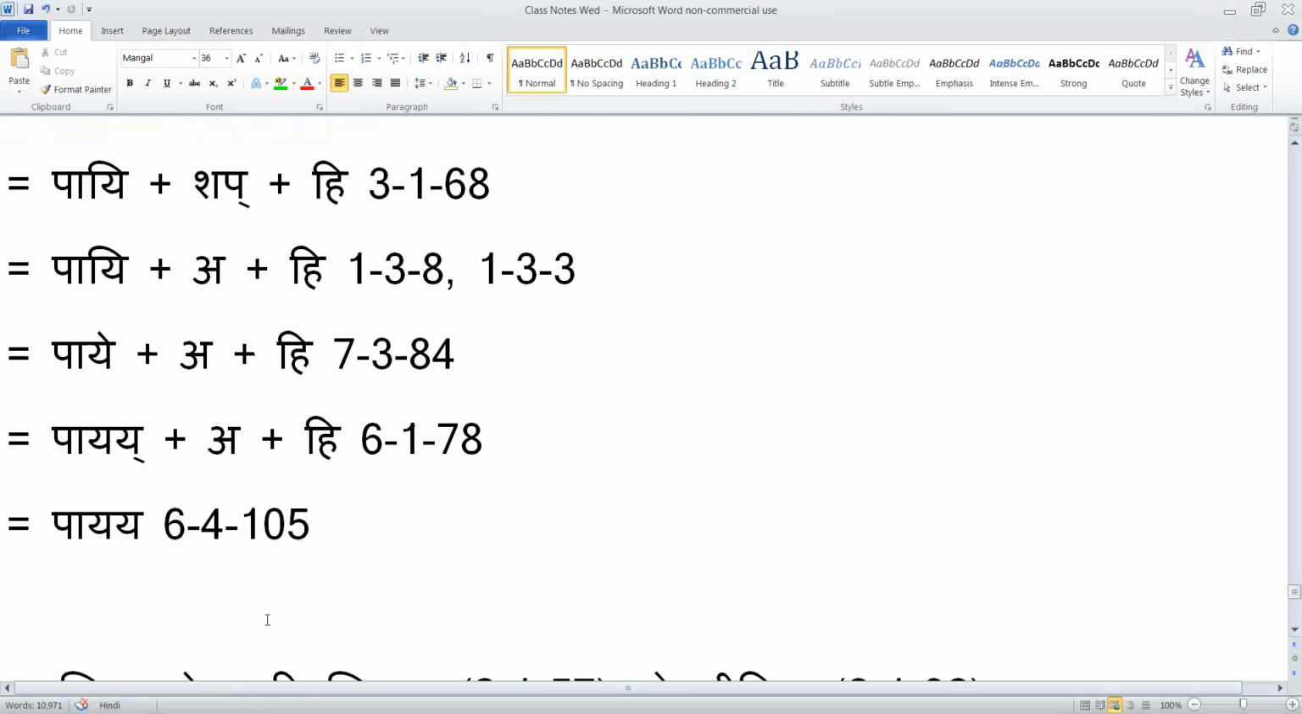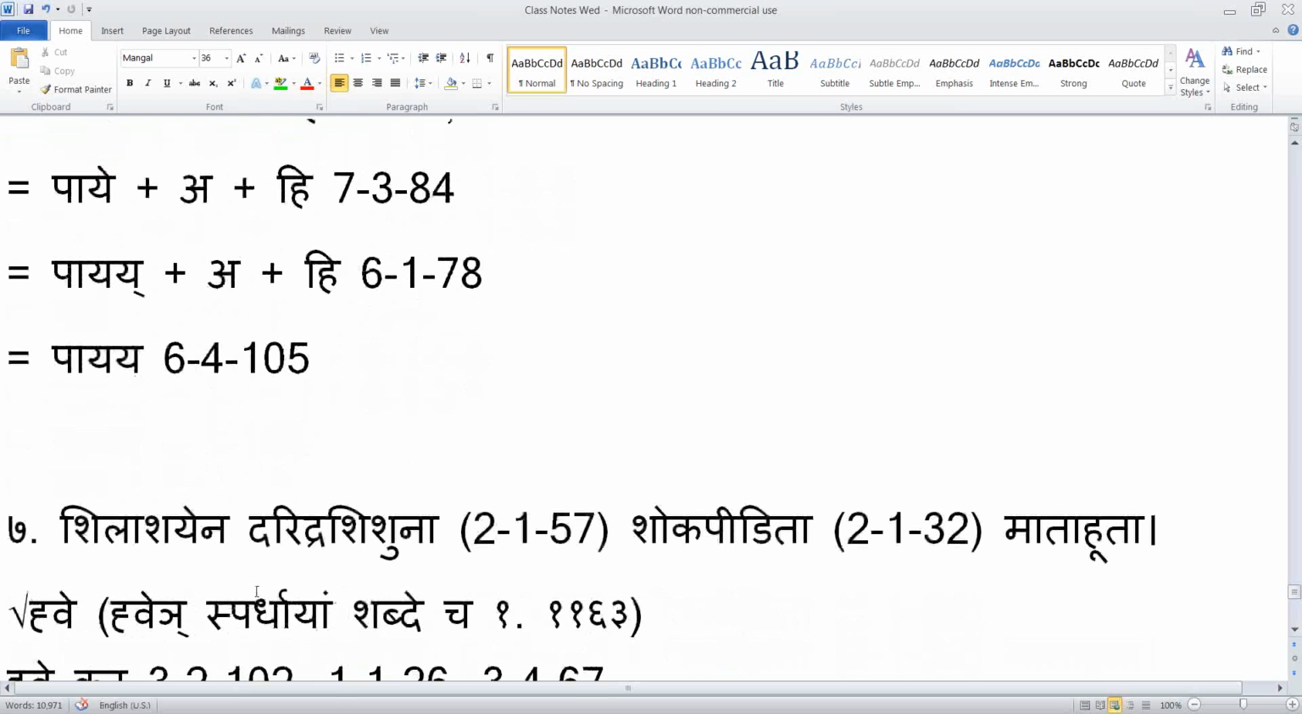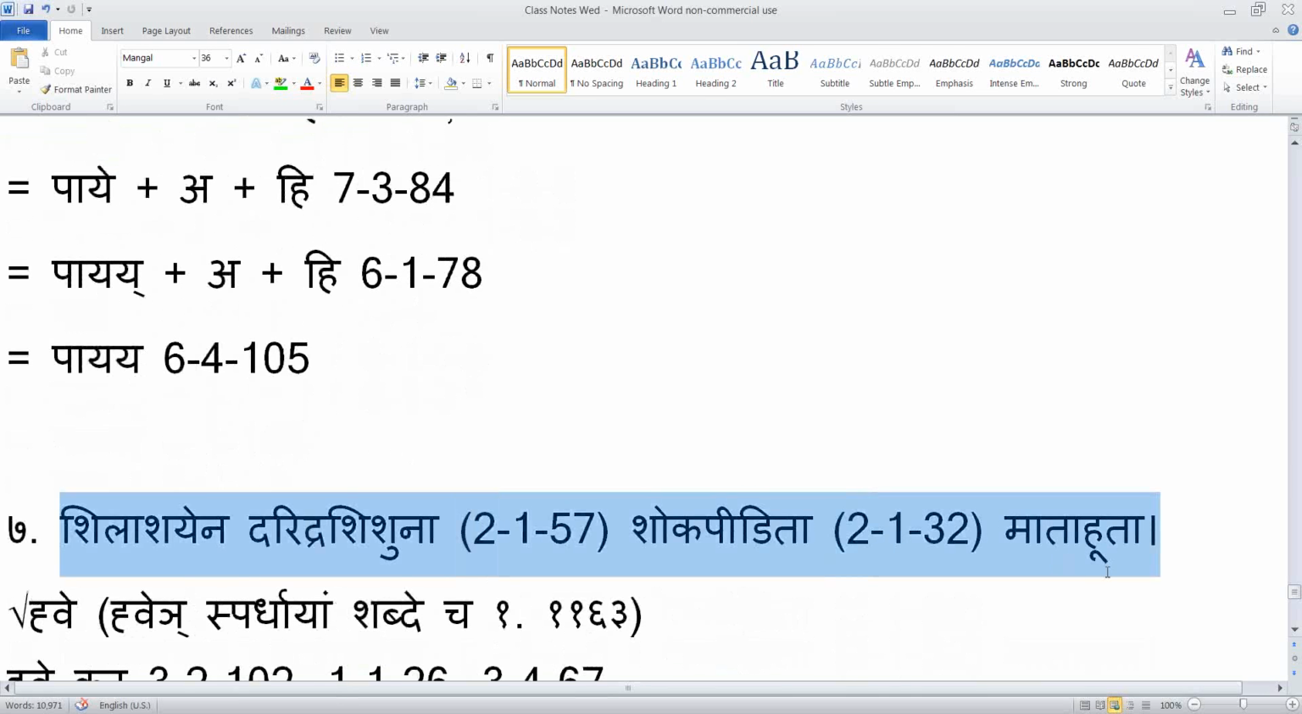So let us do this one, a strange little sentence, but let's see what it says. Shila Shayena Daridra Shishuna Shoka Pidita Mata Ahuta. It's ahuta. It's a bit of a vichitram vakyam.